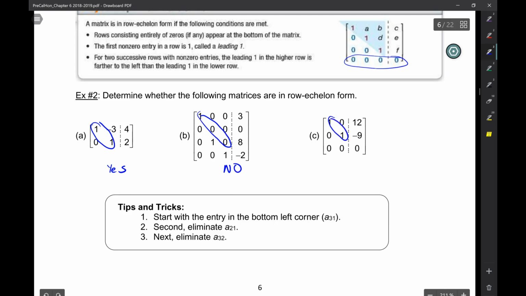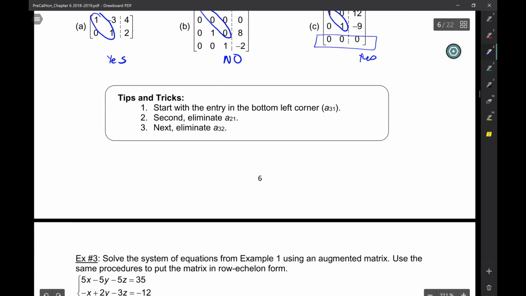This one, leading coefficient of 1s, and then you have the zeros placed correctly. So that's pretty much what it needs to be, okay? So this is yes. Okay, tips and tricks.